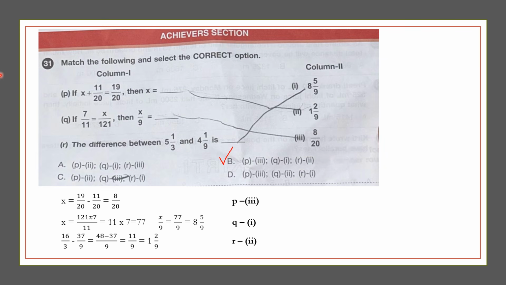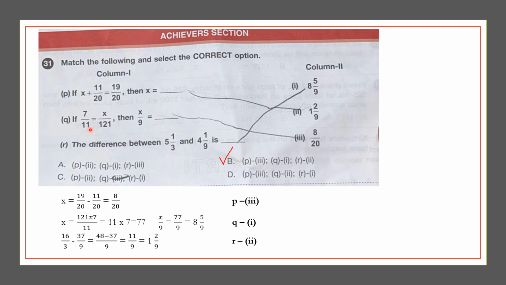Now we are in Achievers section. Question number 31. Match the following and select the correct option. Column 1. P. If x plus 11 by 20 equals 19 by 20, then x equals 19 by 20 minus 11 by 20, which is 8 by 20. So P is 3.